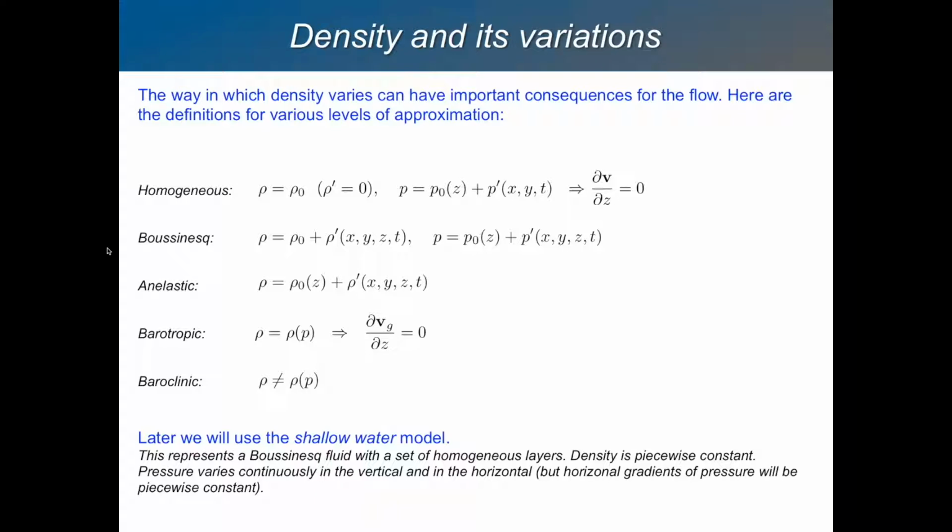Okay? If you really do need to look at the variation of density with height, then you can use the anelastic approximation, where the reference density is a function of Z and you have a perturbation. That's more for smaller scale, mesoscale type meteorology. And so those are our three approximations. Then we have our definition of barotropic. Barotropic is where the density is a function of pressure. And the consequence of that is that there is no vertical variation of the geostrophic flow.